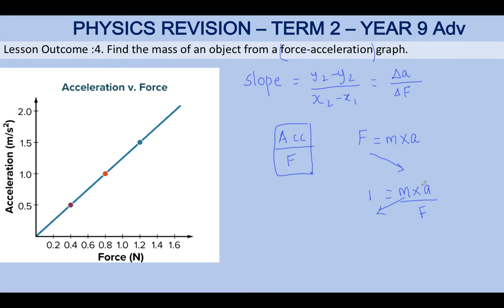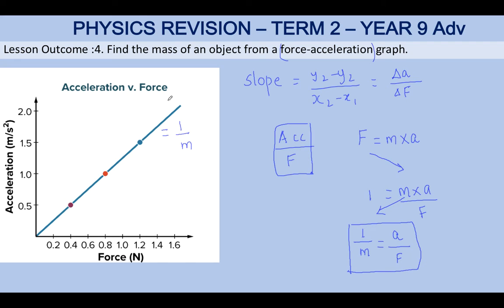And I can bring m here since it's multiplication, it becomes division. So you will have 1 over m equals a over F, right? So acceleration upon force will be equal to 1 over mass. So here, if you calculate the slope of this graph, that would be equal to 1 over m. So from the acceleration force graph, you can calculate mass by calculating its slope, right?